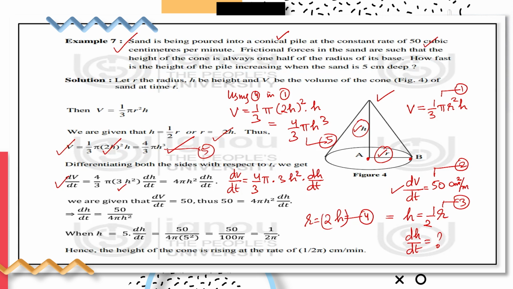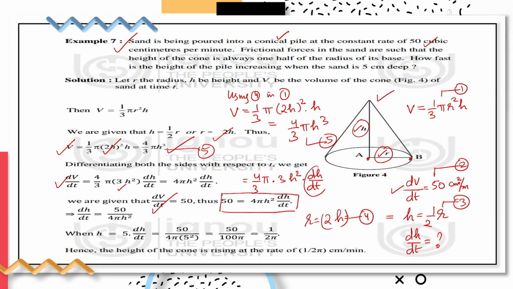So dH by dt is to be found, and we are given dV by dt. So we are given dV by dt as 50. Substituting the value of dV by dt equal to 50, you will get the expression that 50 is equal to 4 pi h square dH by dt.